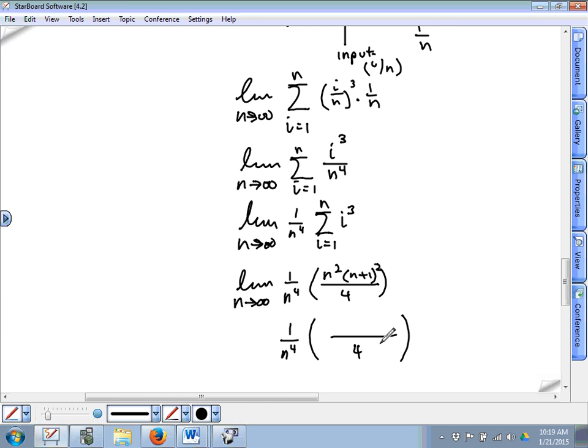Now, this arithmetic isn't super tricky. n plus 1 squared, isn't that just n squared plus 2n plus 1? And if you multiply that with another n squared, you're going to get n to the 4th plus 2n to the 3rd plus n squared.